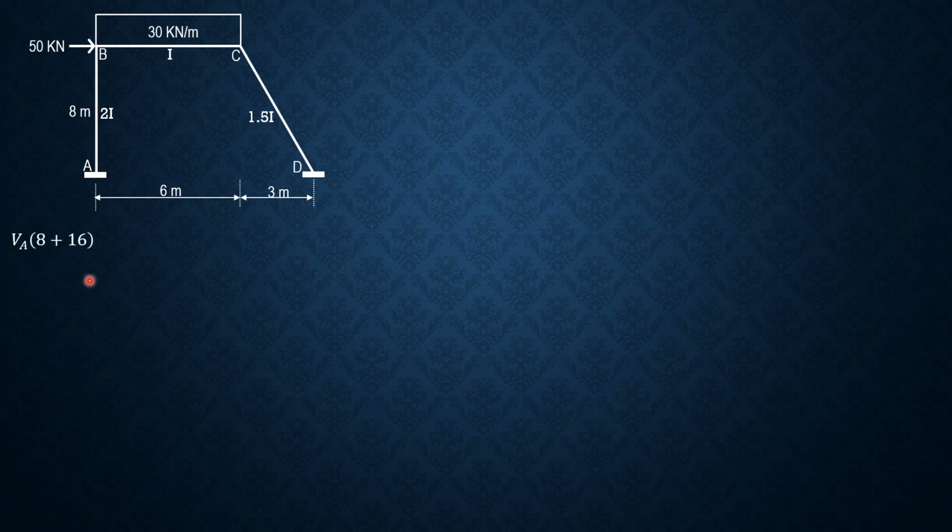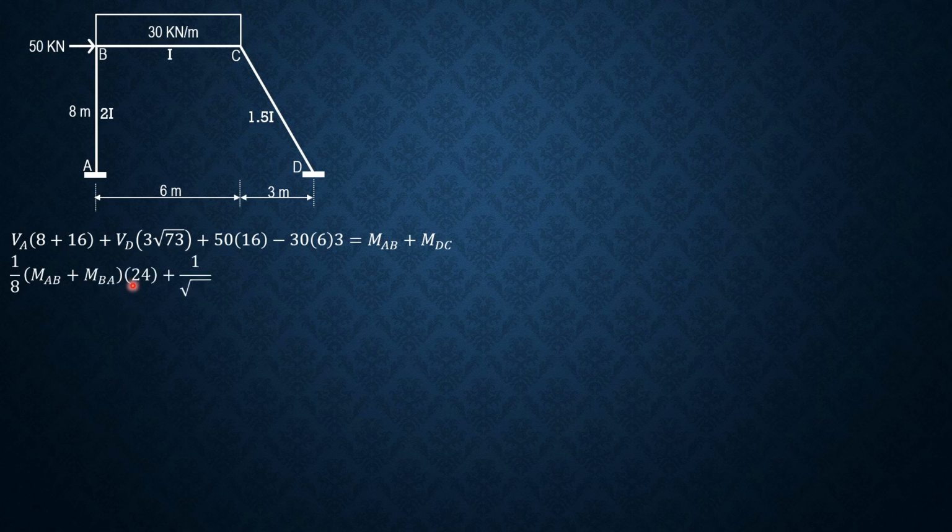So this was the equation we left from the preceding slides. So simplifying and replacing VA as 1/8 of MAB plus MBA times 24 plus 1 over square root of 73 of MDC plus MCD times 3 square root of 73, then equals negative 260 plus MAB plus MDC.